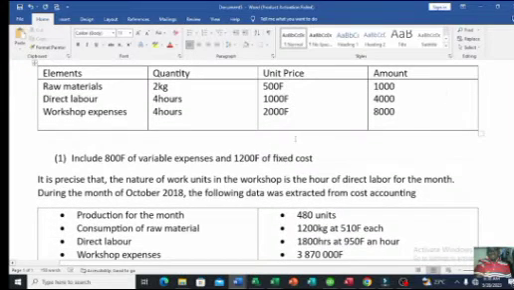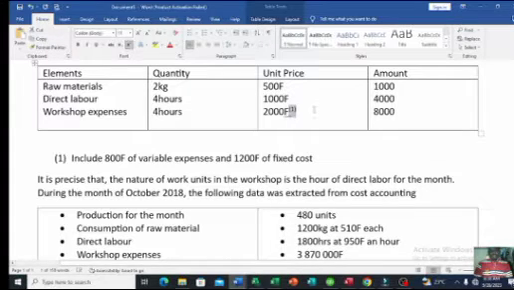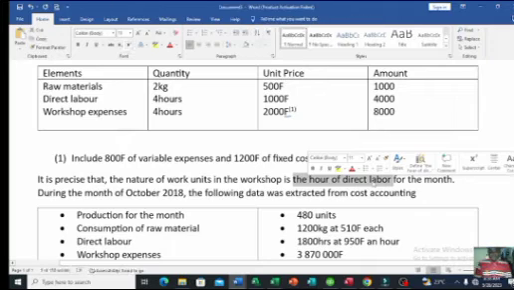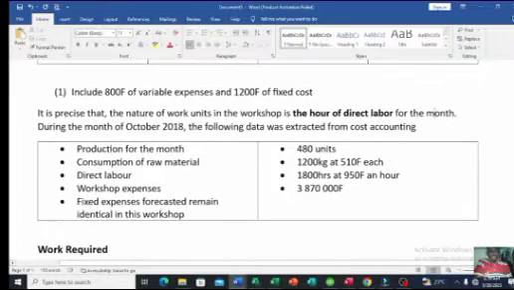So this 2K, there was supposed to be a small one here, something of this sort. Now they have specified that the nature of the work unit in the workshop is the hour of direct labor. So take note of this. From here we are going to move into our spreadsheet and start solving.